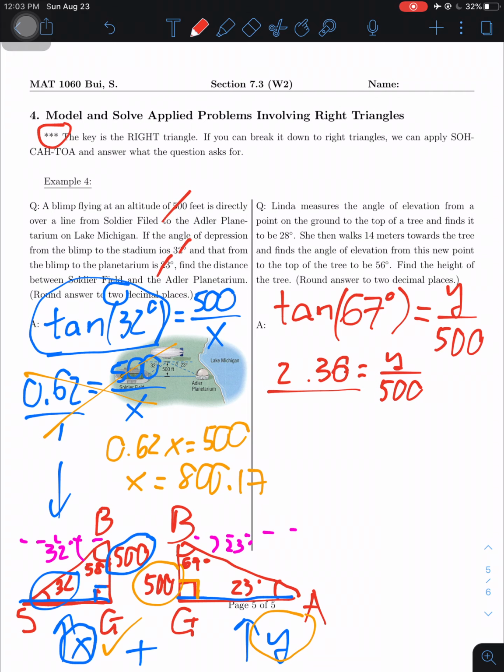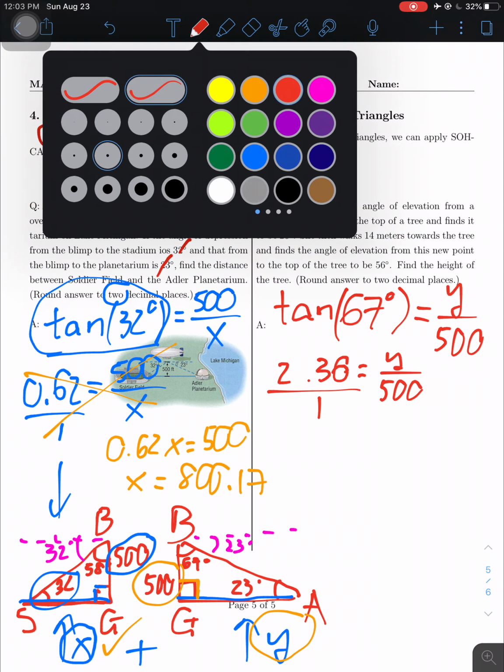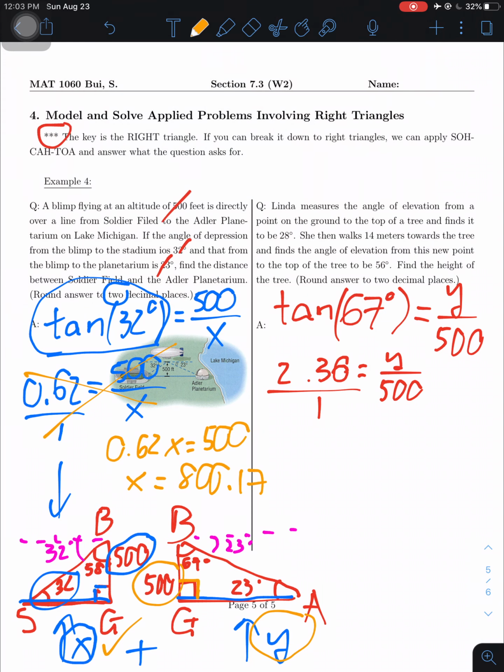Again, imagine there's a 1 right there, and then we use cross multiplication, this and that. We have y times 1, which is y, and then 500 times 2.36, which is 212.24. Okay, now that we got y, we're gonna add them up, right?